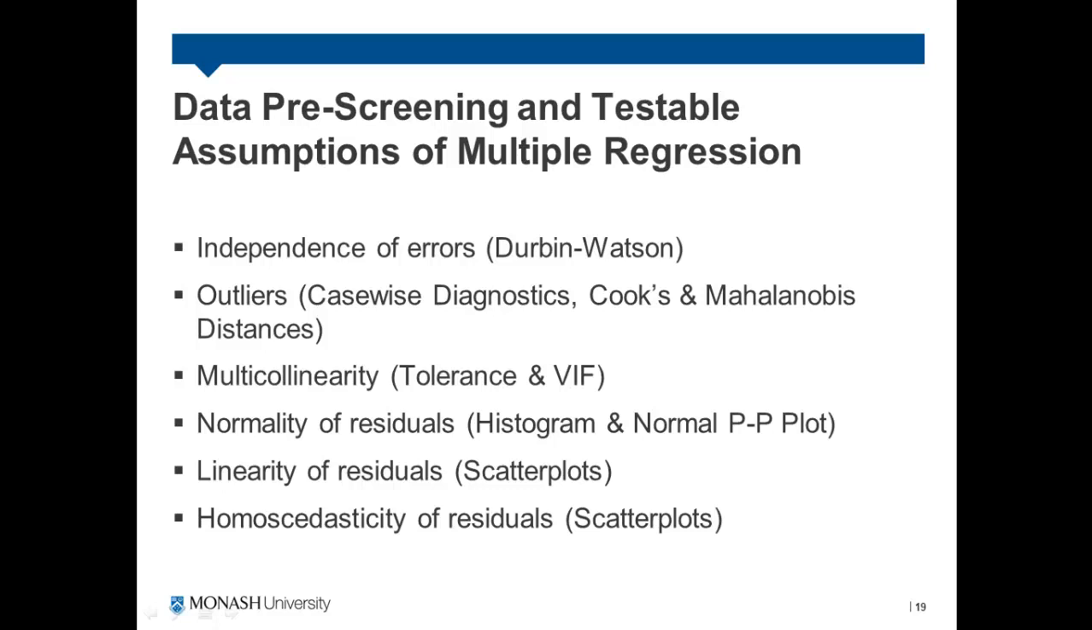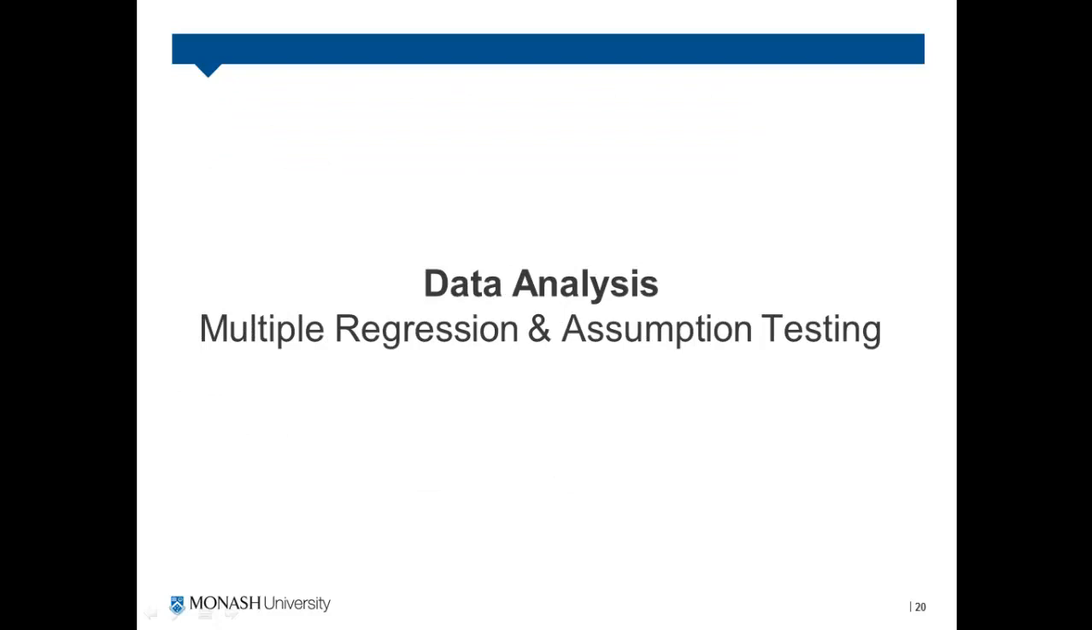So independence of errors can be checked through the Durbin-Watson analysis. Outliers will be assessed through case-wise diagnostics, Cook's and Mahalanobis distances. To detect multicollinearity, we're going to be looking at tolerance and VIF values. And lastly, to look at normality, linearity, and homoscedasticity of residuals, we can do visual inspections using histogram and scatter plots. So let's get to it.